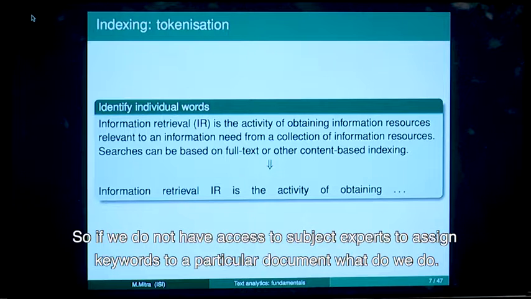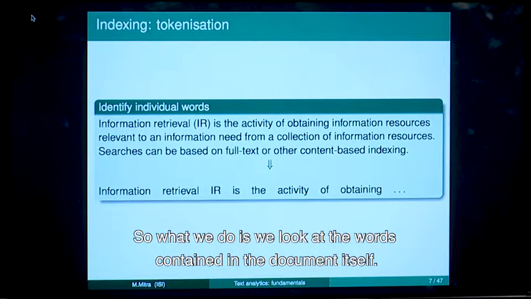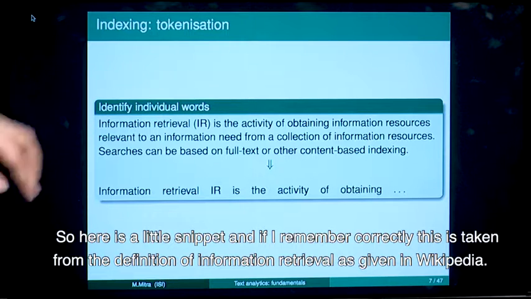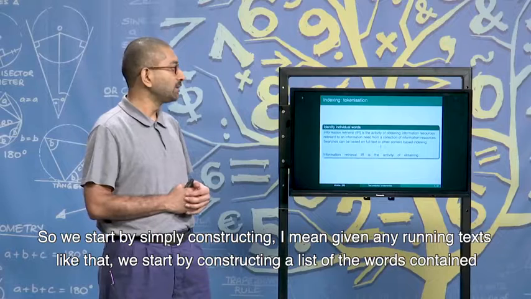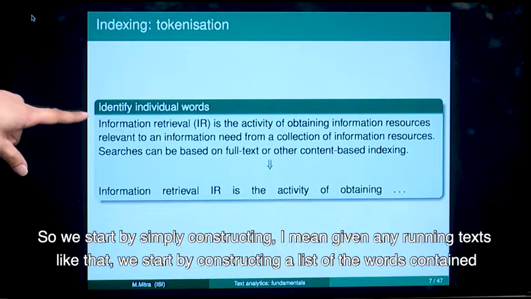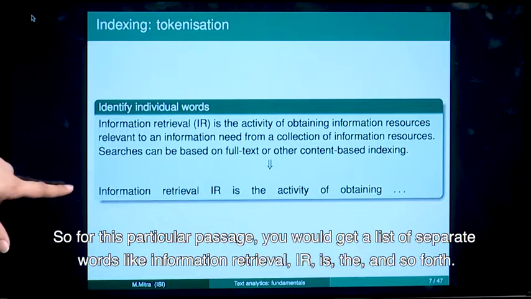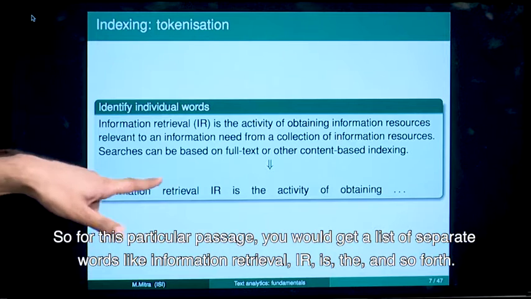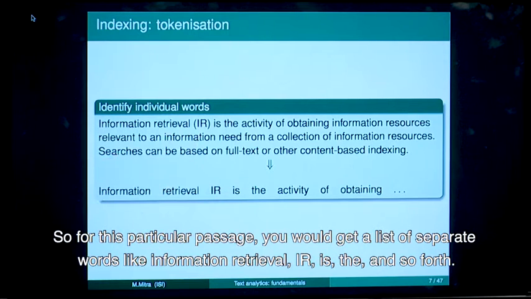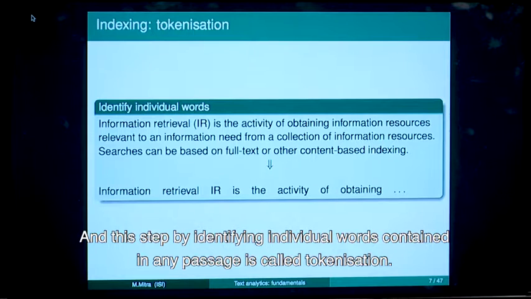So, if we do not have access to subject experts to assign keywords to a particular document, what do we do? What we do is look at the words contained in the document itself. Here is a little snippet, and if I remember correctly, this is taken from the definition of information retrieval as given in Wikipedia. Given any piece of running text like that, we start by constructing a list of the words contained in that text. For this particular passage, you would get a list of separate words like information, retrieval, IR, is, the, and so forth. And this step of identifying the individual words contained in any passage is called tokenization.